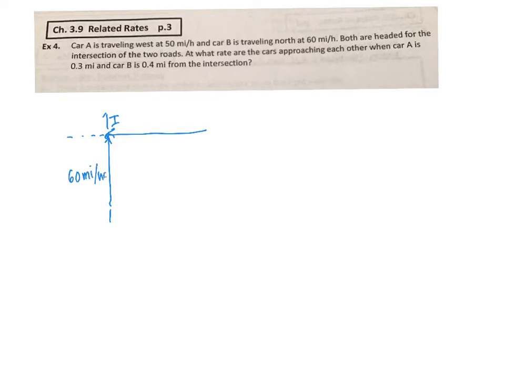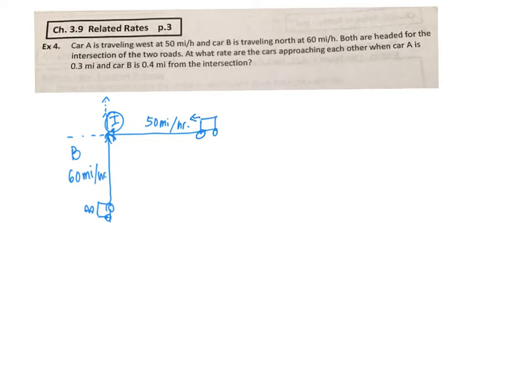And let's call this car B. And car A heading west is traveling at 50 miles per hour. And they will meet at the intersection I. So the distance between these two cars at any given time, so here's my car B, and here's my car A. Car A is heading west at any time t.